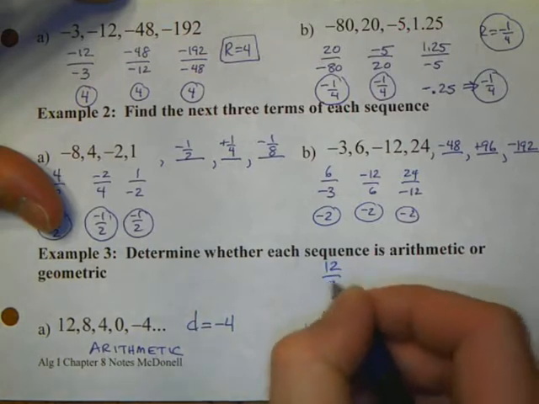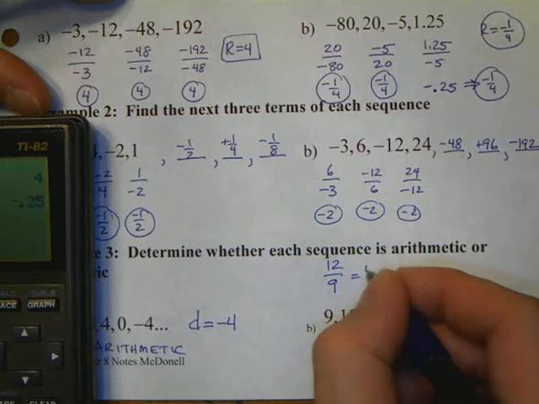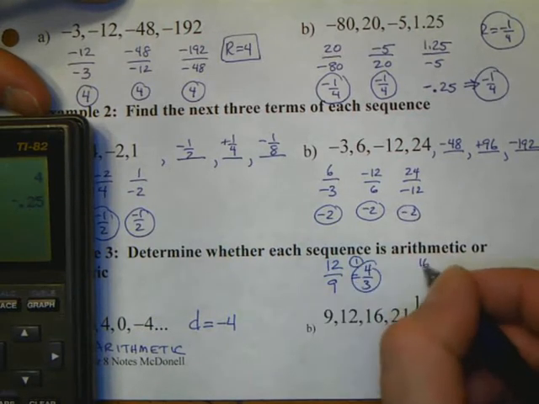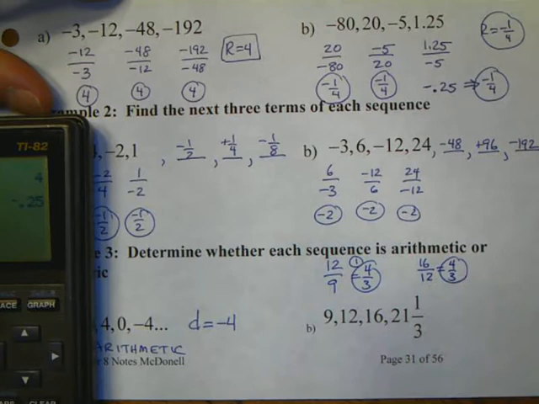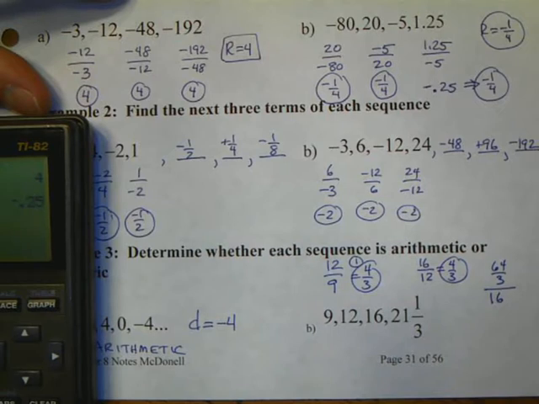Let's look at our next one. 9 to 12, that's 3. 12 to 16, that's 4. 16 to 21 and a third, that's 5 1/3. So it's not arithmetic. Let's see if it's geometric. 12 divided by 9 reduces to 4/3. There's our first one. Our second, 16 divided by 12. We divide both by 4. That reduces to 4/3 as well. It looks like we have a geometric sequence.